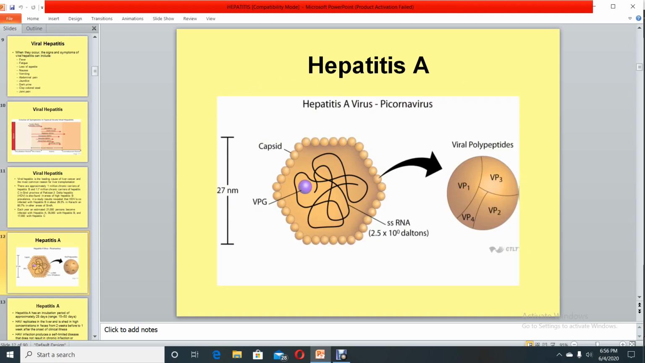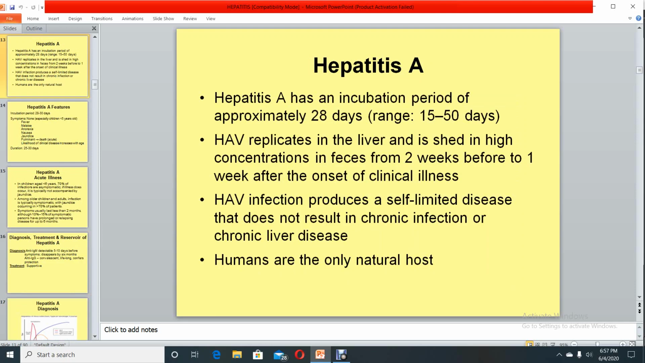A is an RNA virus. The structure is seen in front of you. It is in the Picorna group of viruses. In the same group are the echoviruses, the rhinoviruses, and the Coxsackie virus. Hepatitis A has an incubation period of about 28 days, with a range of 15 to 50 days.